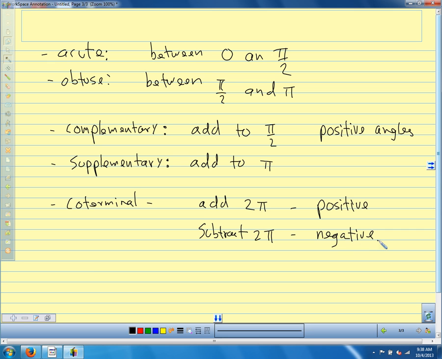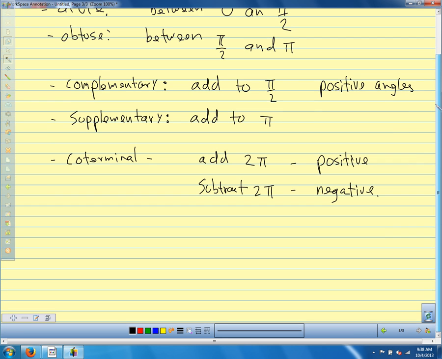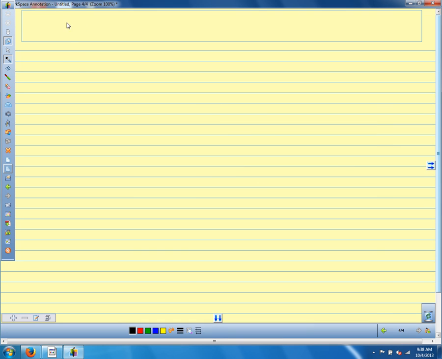The way you'll be asked these questions a lot is they'll say find one positive and one negative coterminal angle with such and such an angle. All they're asking you to do is add a full rotation and subtract a full rotation. Okay, we good with the vocabulary so far? That's mostly what this first section is: remembering vocabulary and introducing this idea of a radian.